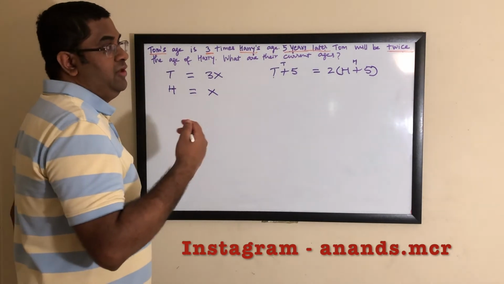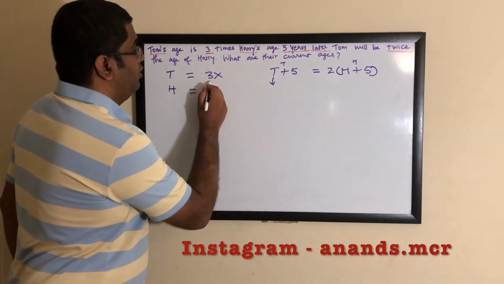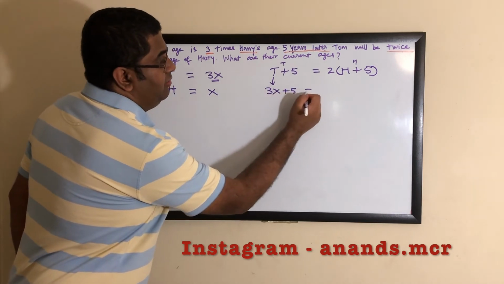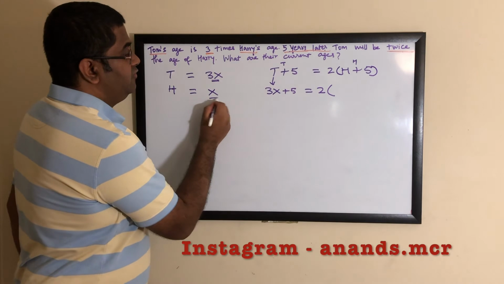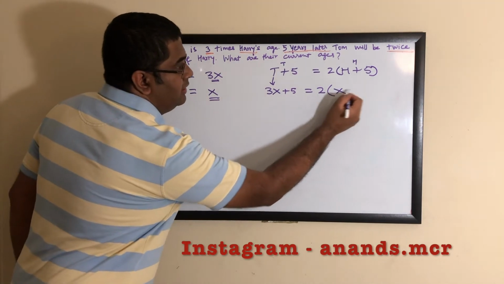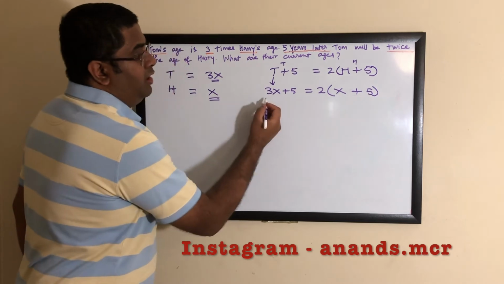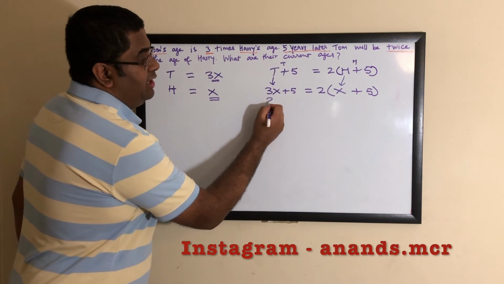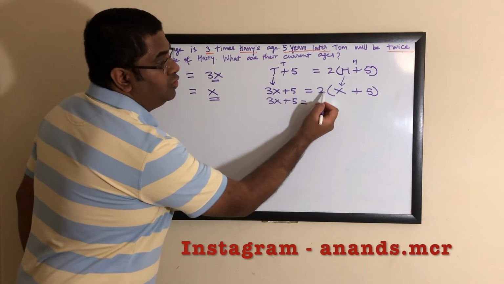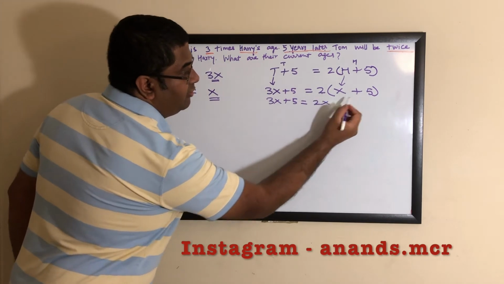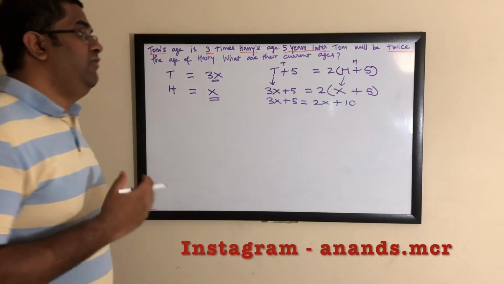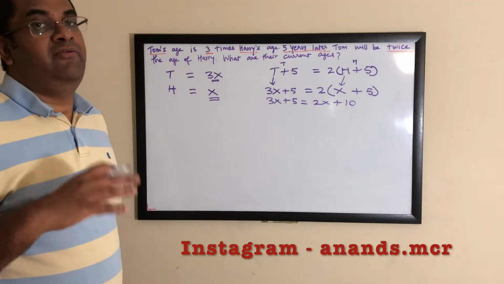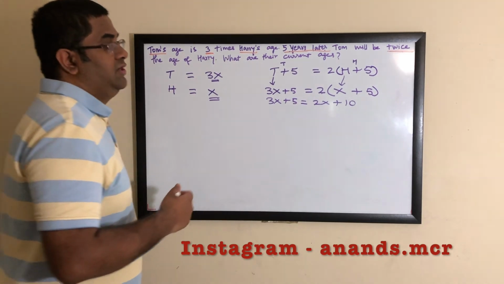Now let us substitute the variables that we have got. We know that the value of t is 3x, so 3x plus 5 will be equal to 2 times Harry's age, which we have assumed initially as x, plus 5. Now the value of h comes in from here. 3x plus 5 will be equal to 2 times x, which is 2x, and 2 times 5 is 10. And when we have variables and numbers on both sides, the rule is we take the variables on one side and we put the numbers on the other side so that we can solve the equation.